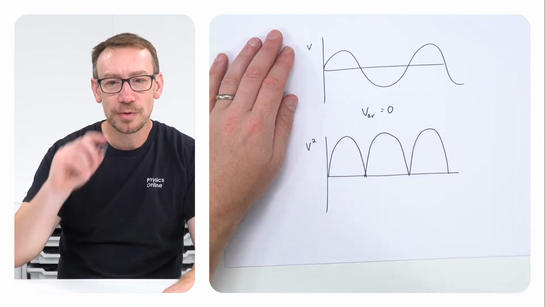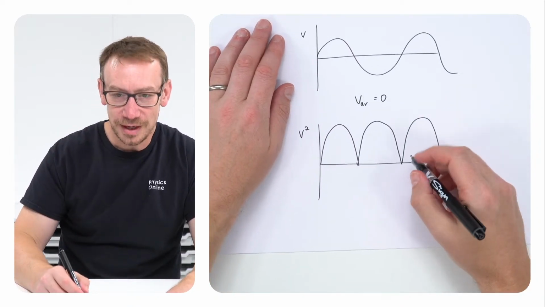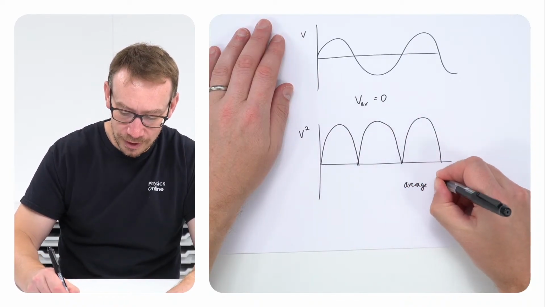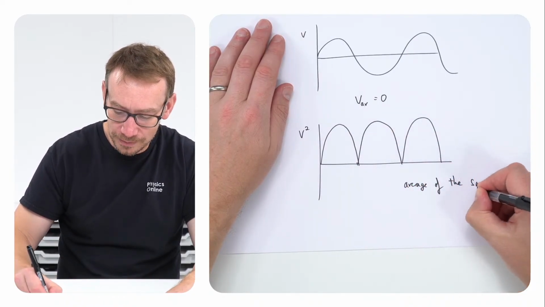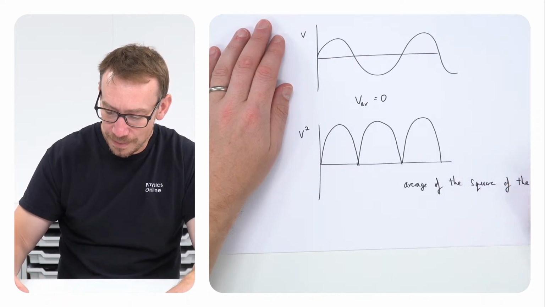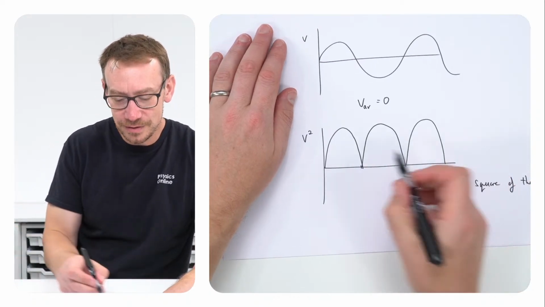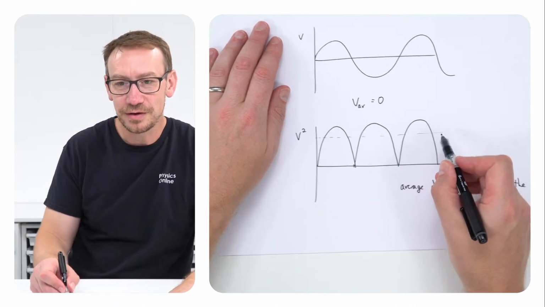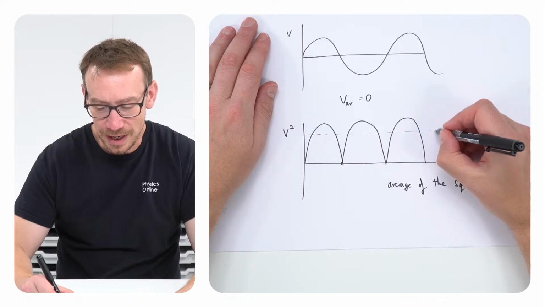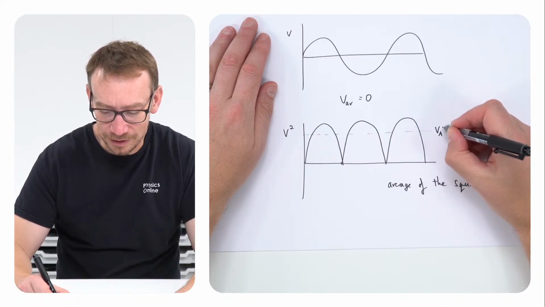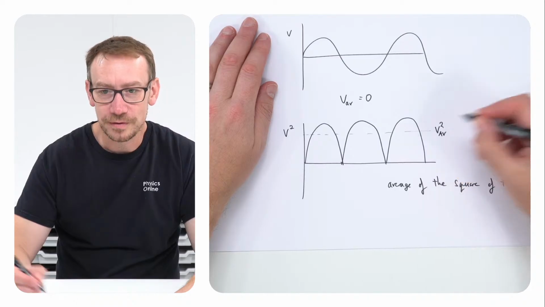And then what it might be more useful to look at is the average of the square of the number. And if you did that, we then find that effectively the average is going to be like this. But that's going to be the average of the square. So that's the average of V squared.